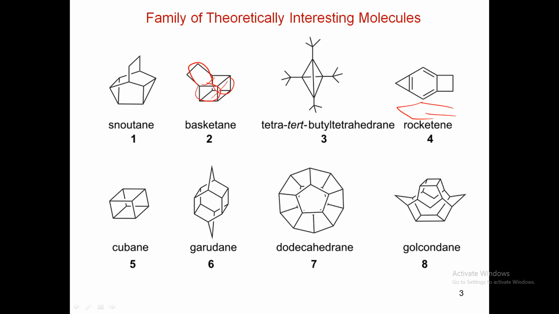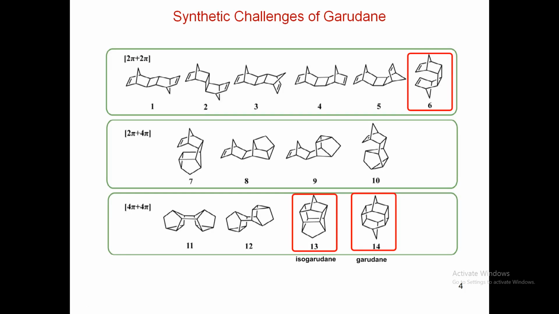This is dodecahedrane, and this is also a glucodane type of molecule. So there you can see there are various molecules of them. Many of them are synthesized and some of them are not addressed yet, but they are structurally very intricate.